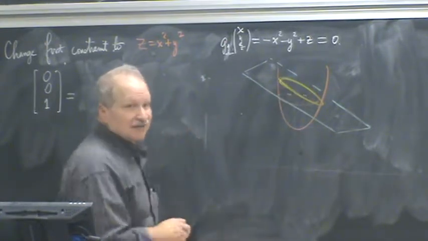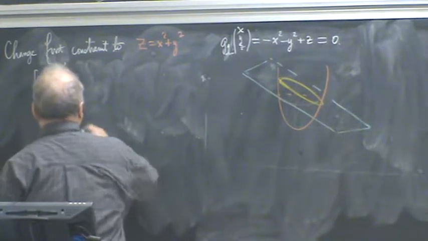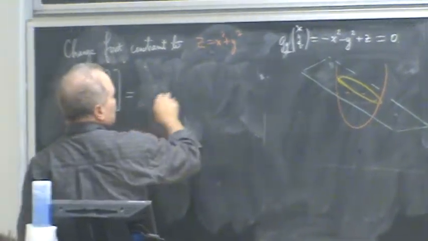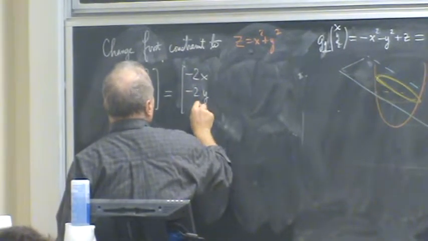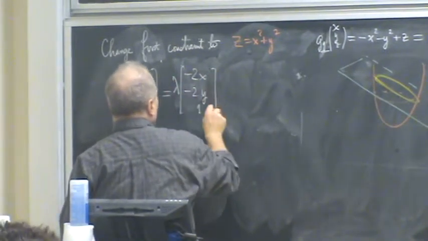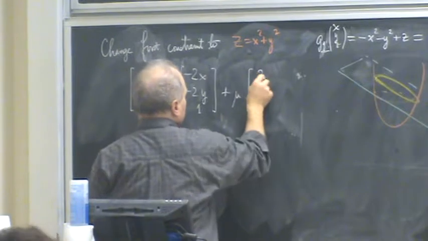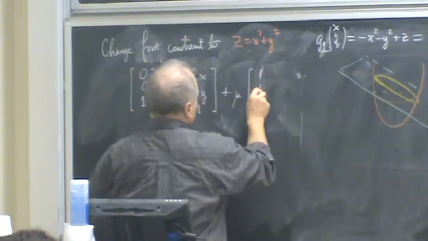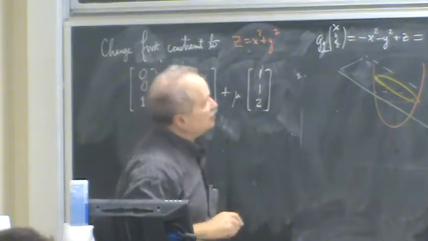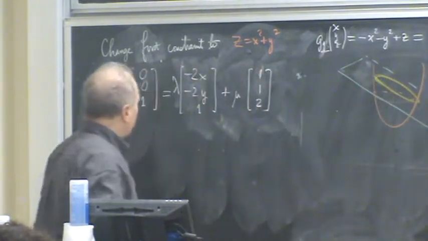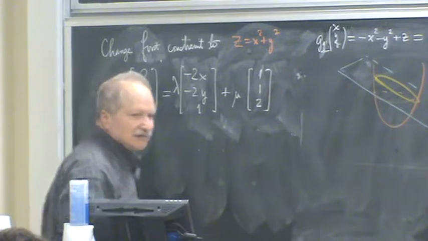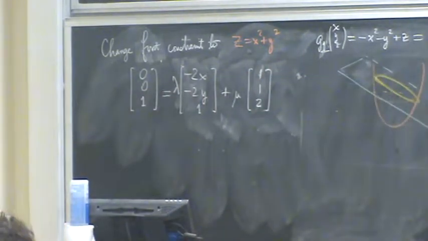Oh, yeah, that's interesting. Okay, so let's see. So taking the gradient of this guy, it's negative 2x, negative 2y, 1, multiplied by lambda, and then we have mu times 1, 1, 2 as before. Right? Yeah. Now this gets slightly more interesting. Wait, now where's the zero?